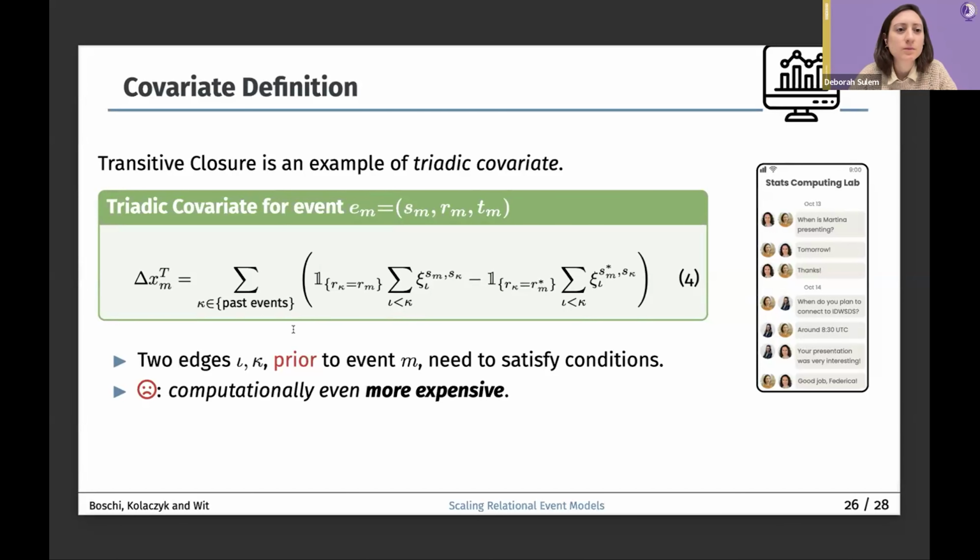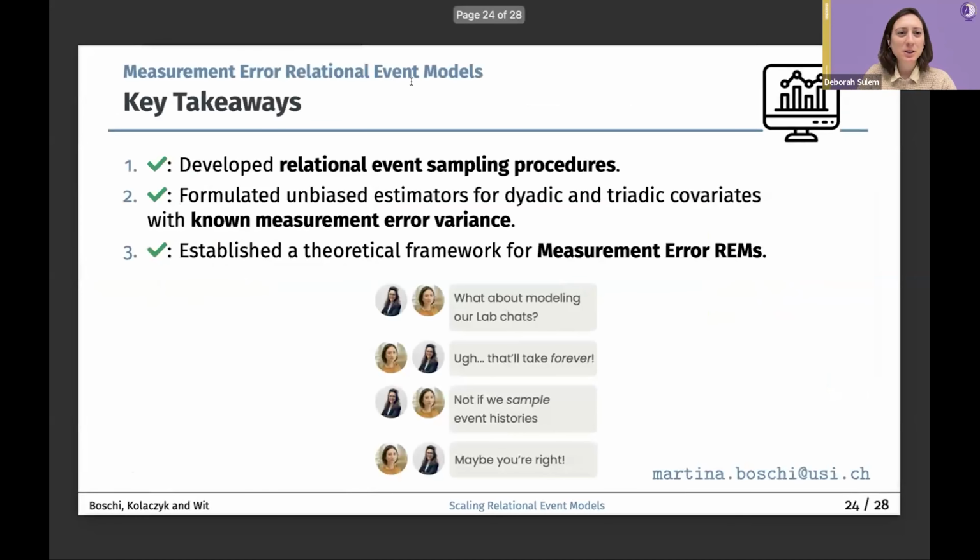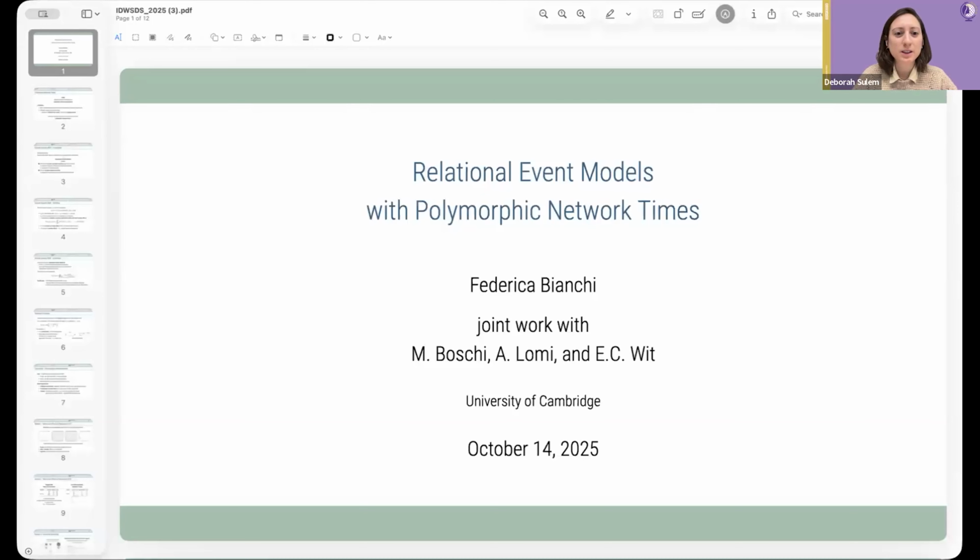Yeah. Thank you. Thank you very much, Martina. So we'll quickly move on to our second speaker, Federica Bianchi. Federica is a postdoctoral researcher at the University of Cambridge and Università della Svizzera Italiana. And today she's going to present her recent work on REMs with polymorphic network times.